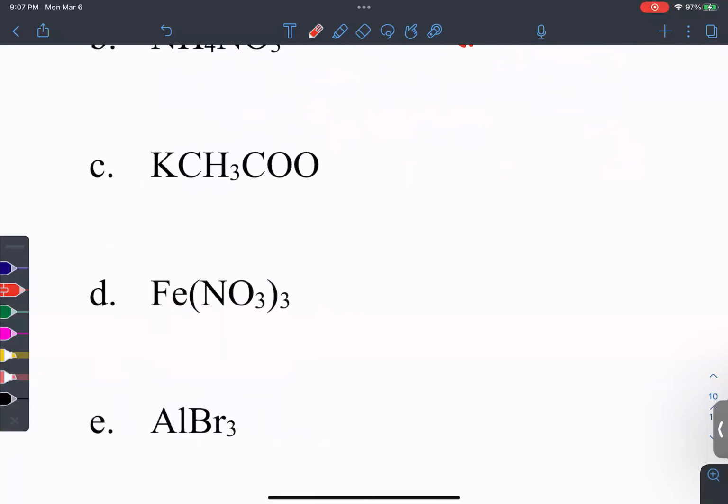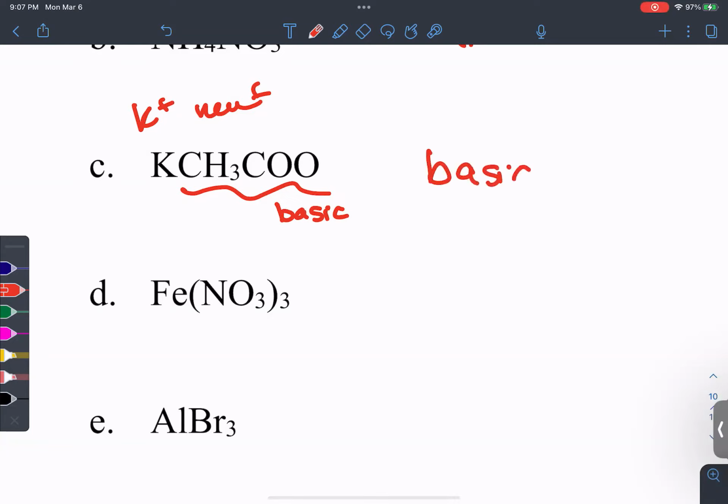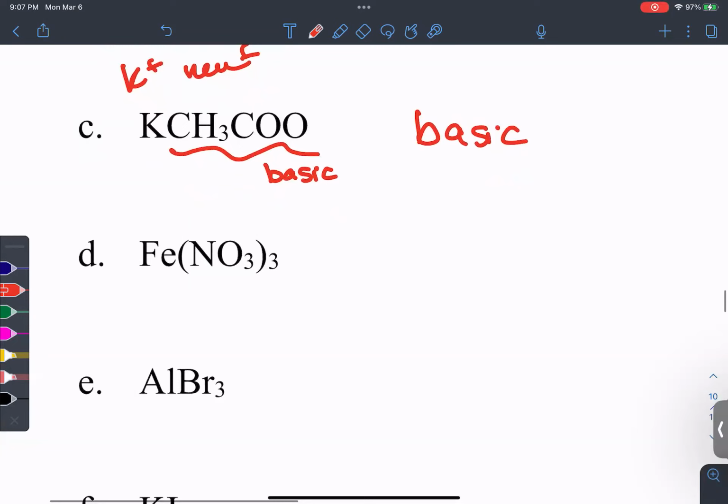KCH3COO. K plus is what? Neutral. What about acetate? It's the conjugate base, so this would be basic, because acetate is the conjugate base of acetic acid. So potassium acetate is overall basic. You have the key. All right, iron 3 nitrate.